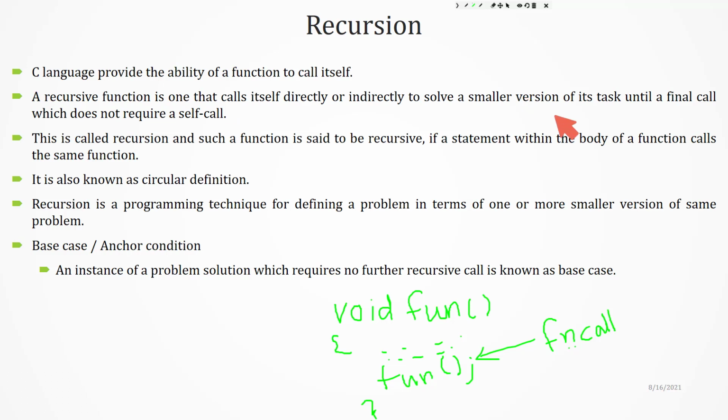The second part of this point will be cleared later. This is called recursion, and such a function is said to be recursive if the statement within the body of a function calls the same function. So this is the body of the function, and in the body of the function, the same function call is there. It is also known as circular definition. Recursion is a programming technique for defining a problem in terms of one or more smaller versions of the same problem. These things will be clear when we see the next example.